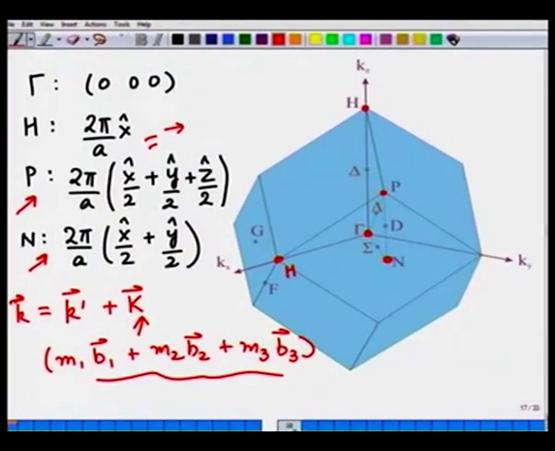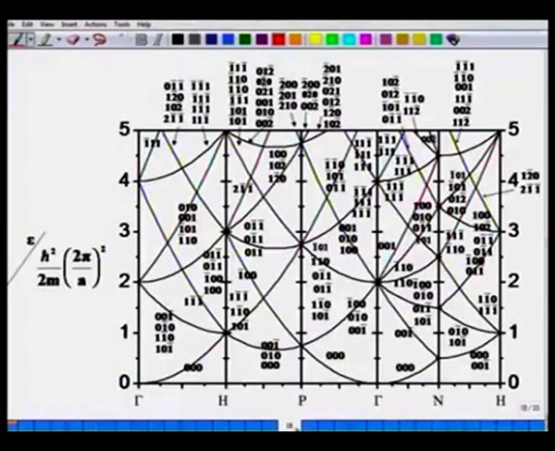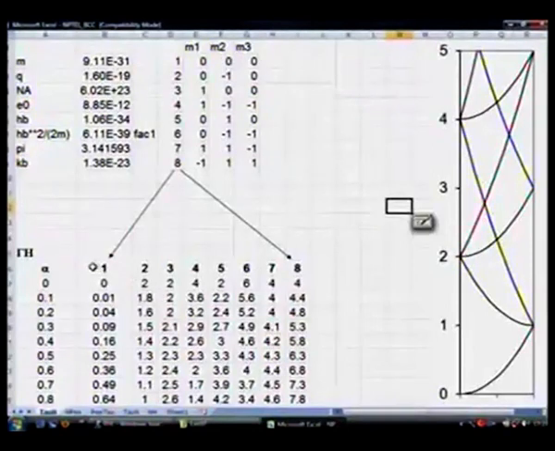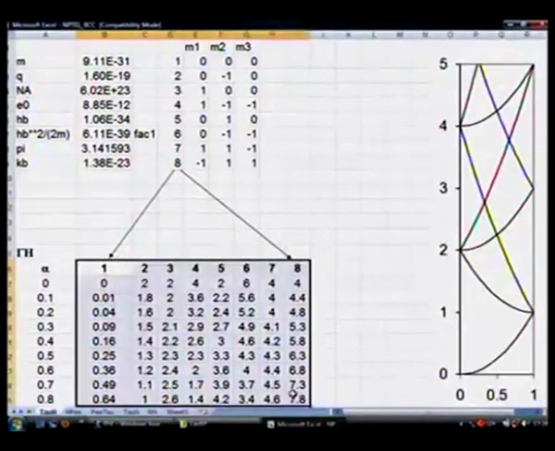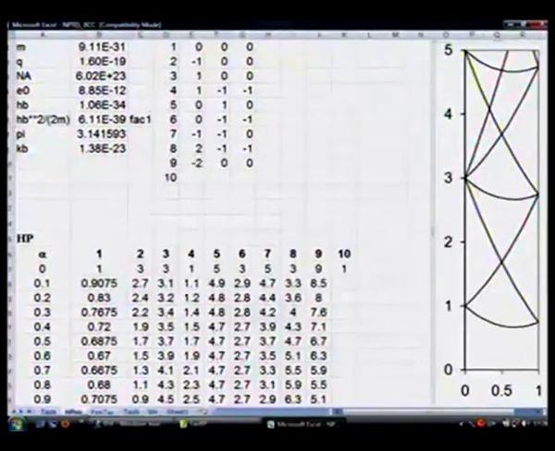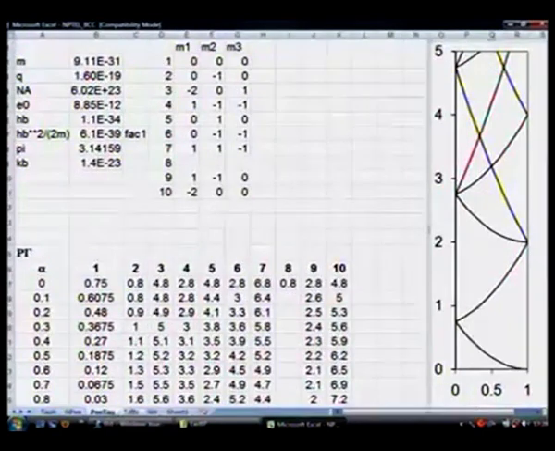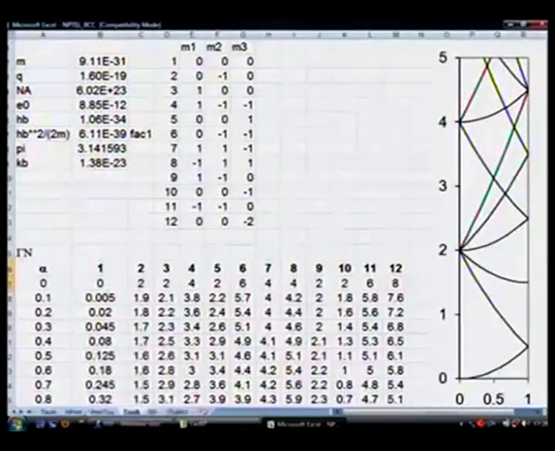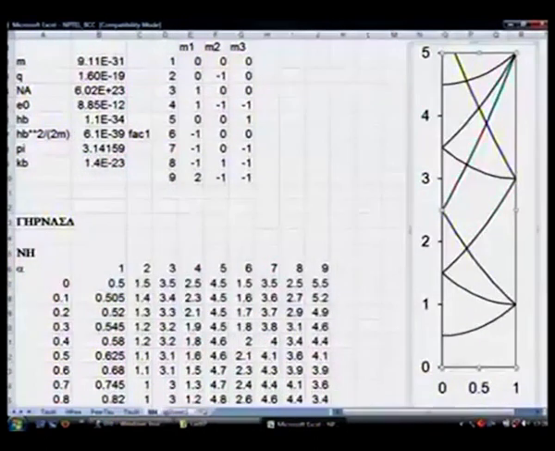If we do so, let me try to quickly show you before I end this lecture. I have done that for BCC also, and for BCC I have plotted it from gamma point to H point, and it looks as shown here for different m1, m2, m3 values, the same way. Then from H to P, I am moving very fast because now you understand how to do it. Then P to gamma point, and then gamma to N point, and I am going to show all these together, and then from N to H points.